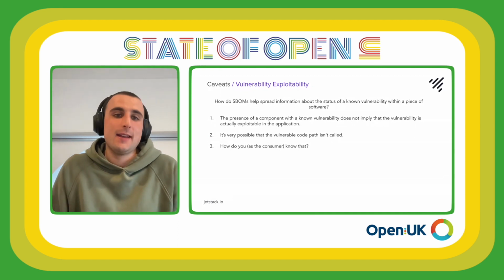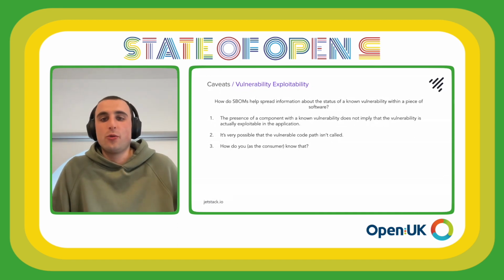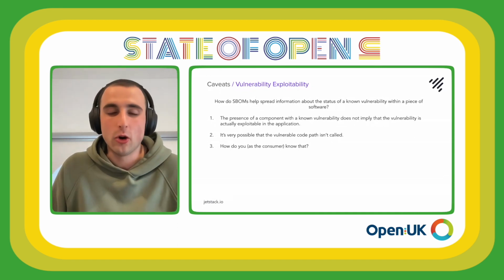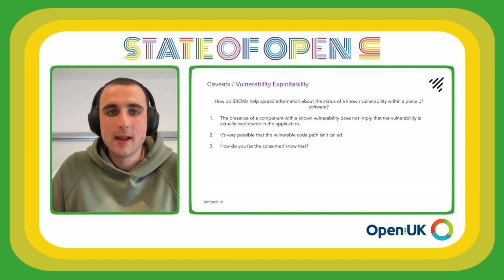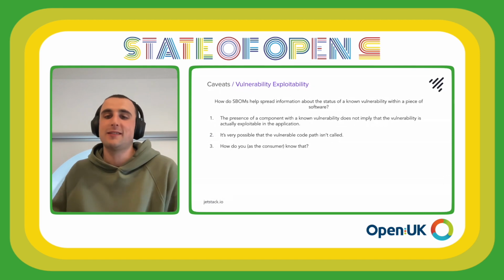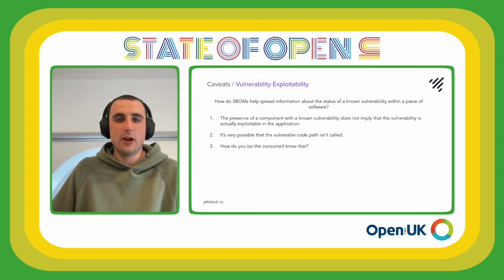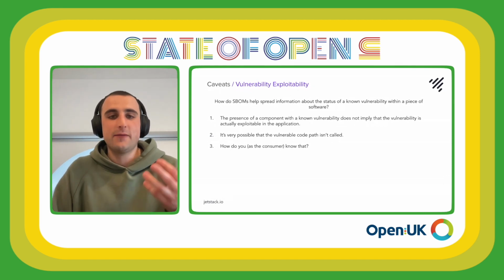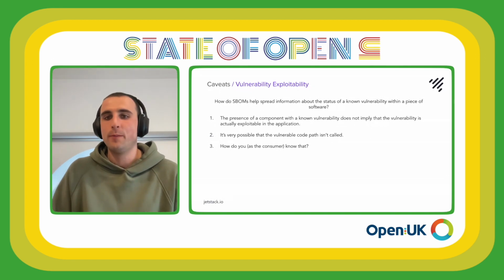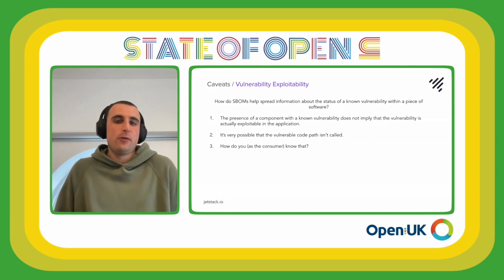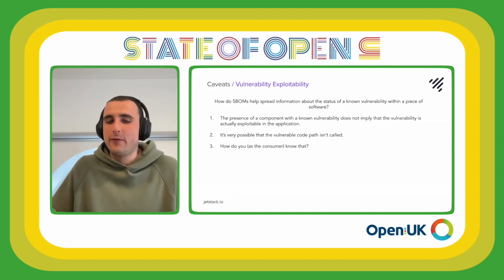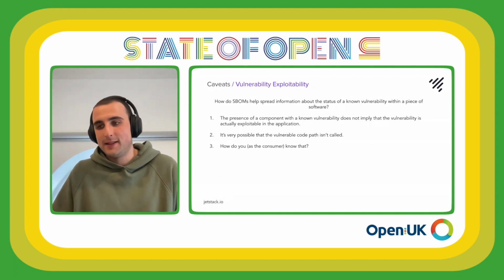The final caveat is, say you find a vulnerability, or upstream someone finds a vulnerability in a piece of software you're using. How would you then spread the information of the status of that vulnerability along the line? So the presence of a component with a known vulnerability does not imply that the vulnerability is actually exploitable in the application. So you probably have all seen it before when you get this vulnerability scanner and it says you've got 15,000 vulnerabilities.